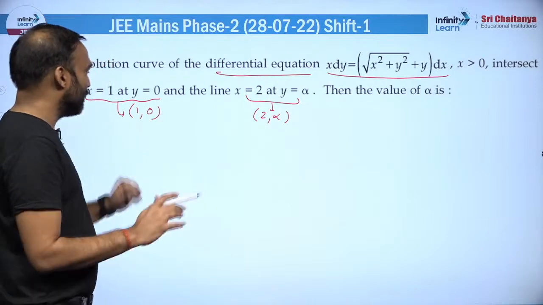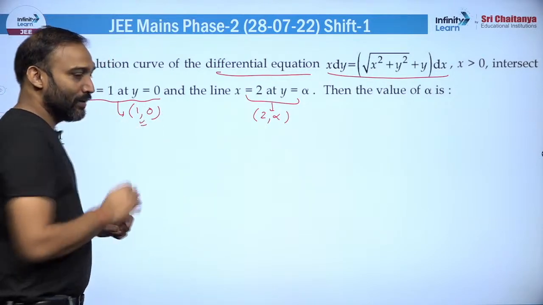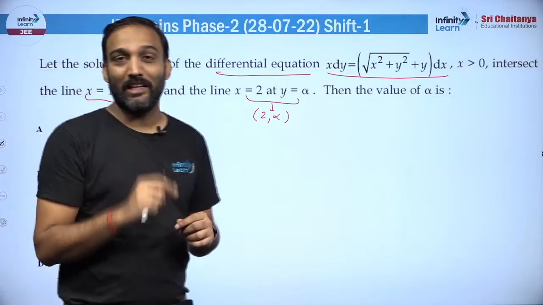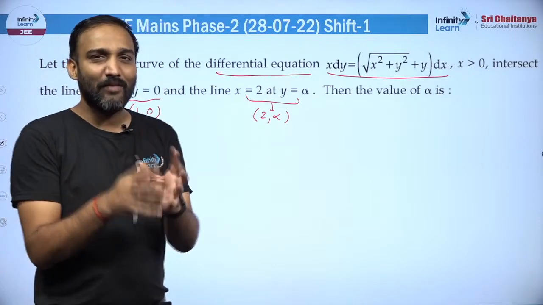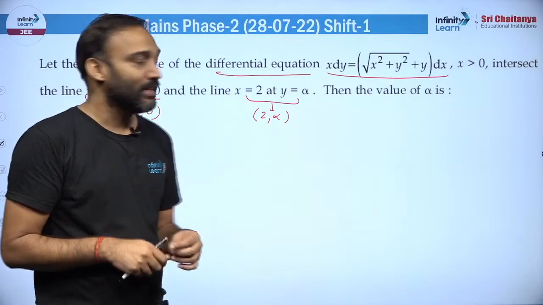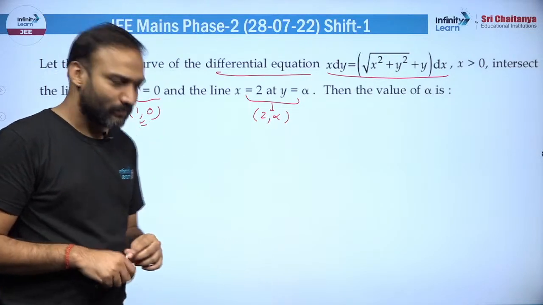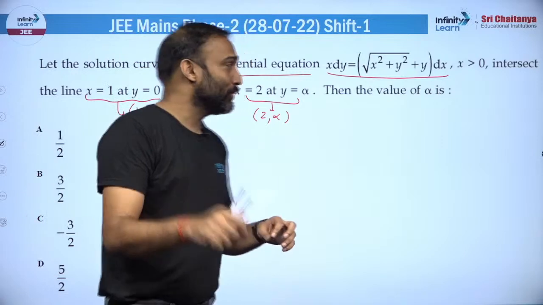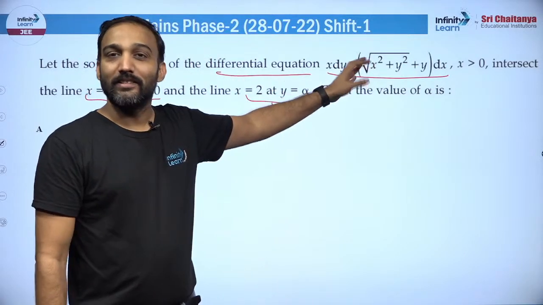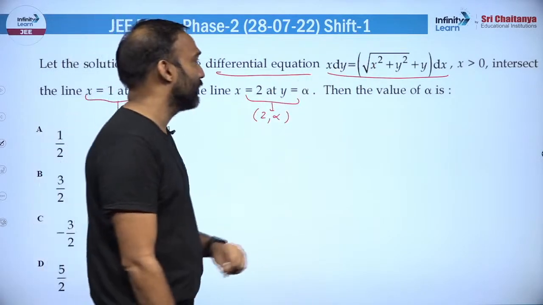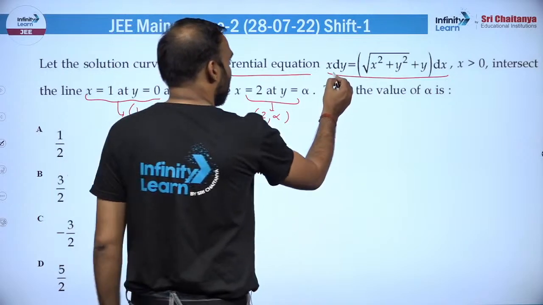So logically, if I observe, this point will help me to find out the constant of integration. Once I have the constant, then I have the complete equation. And if I satisfy this point in the equation, I'll get the value of alpha. So in short, what we need to do is, we need to integrate this and find out the solution of this differential equation. Let us try out this.